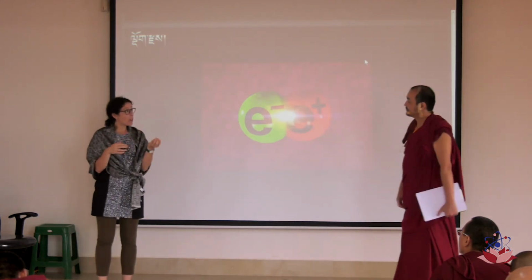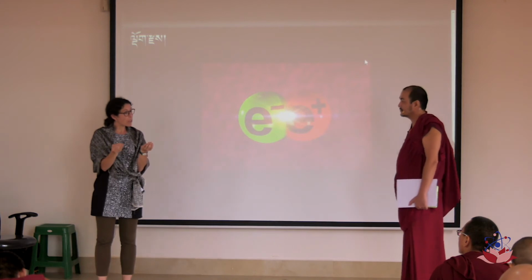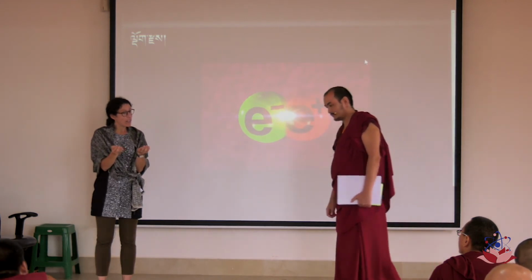So if we had 1 gram of matter and 1 gram of antimatter, and they came into contact with each other, how much matter would we have?